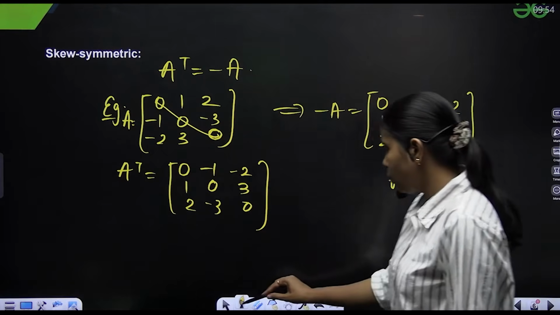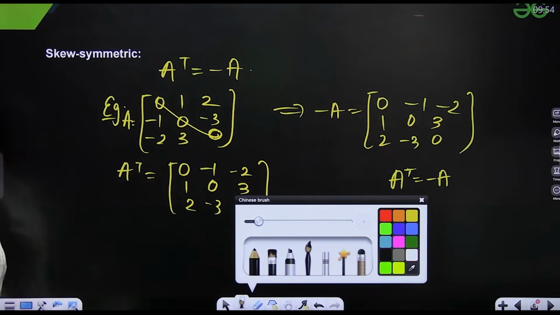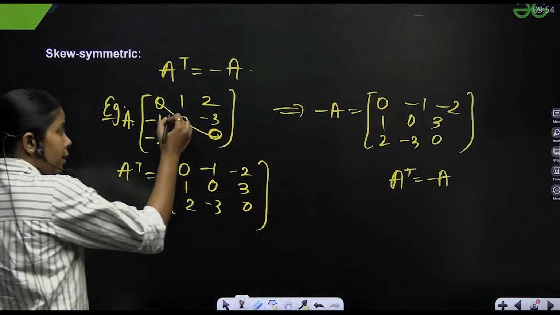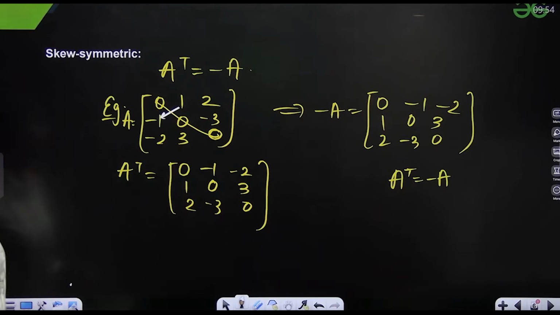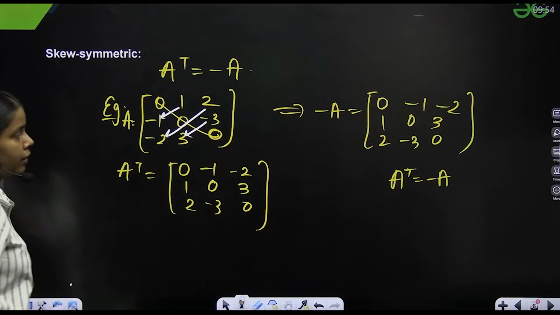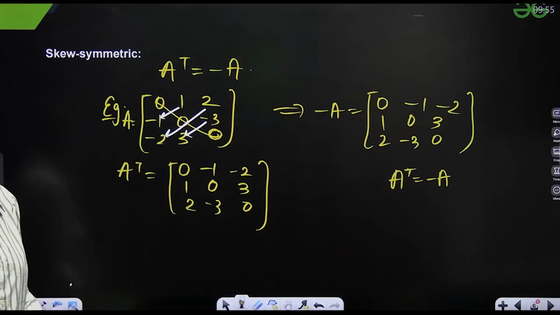But one thing to note here is that all the diagonal entries are 0, and the elements above the diagonal are negatively equal to the elements below the diagonal. If we have 2, then we have minus 2; minus 3, then we have 3. And all the elements on the diagonal are 0.